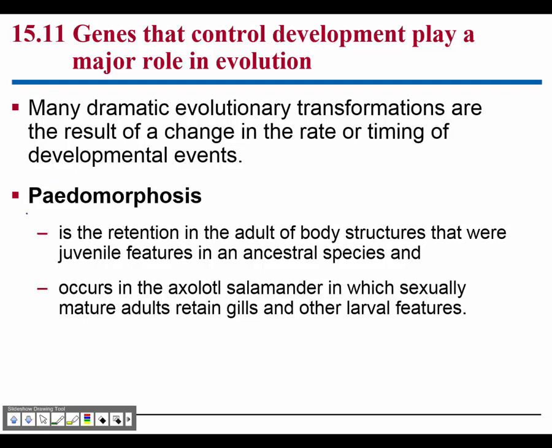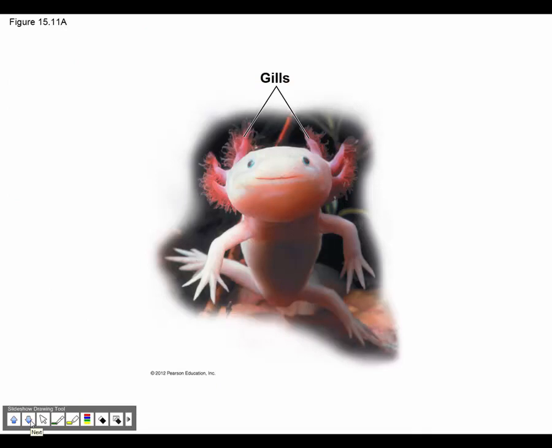So pedo, young, morph, so young form, right? Pedomorphosis. When we look at dramatic evolutionary transformations, they can happen just because of a change in the rate or timing of development. Pedomorphosis is the retention in the adult of body structures that were juvenile features in ancestral species. And we see this in the salamander, which sexually matures but retains its gills and other larval features, right?